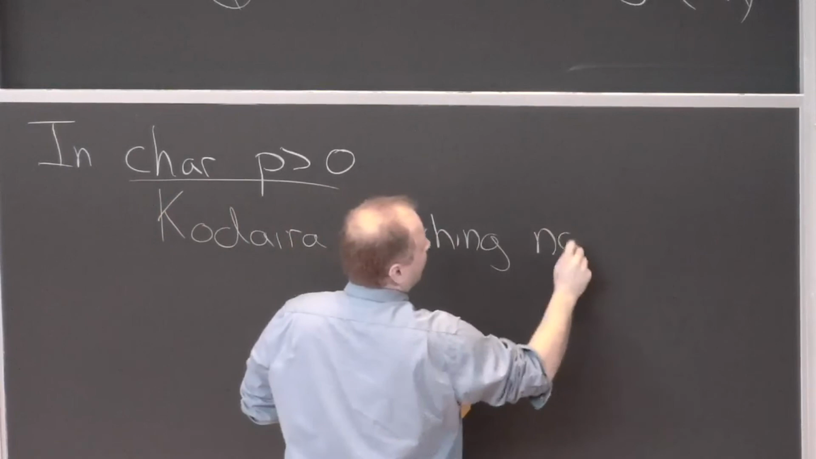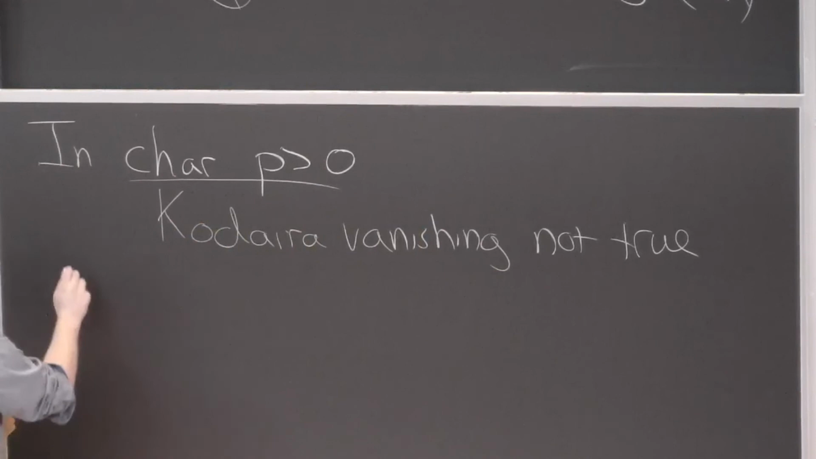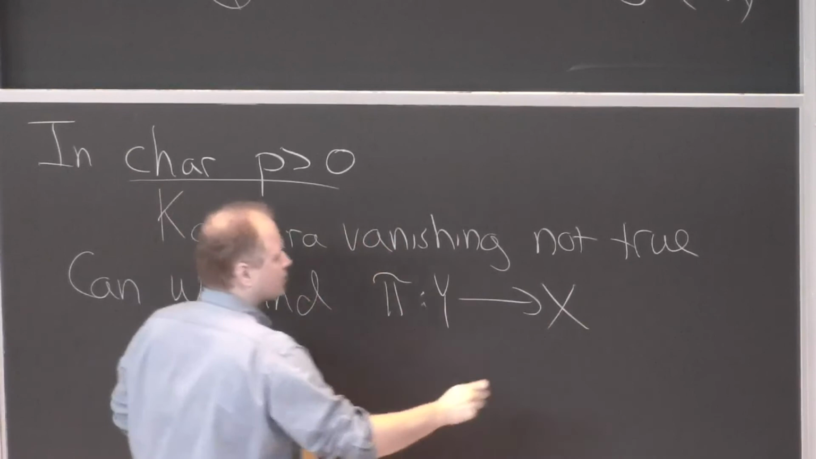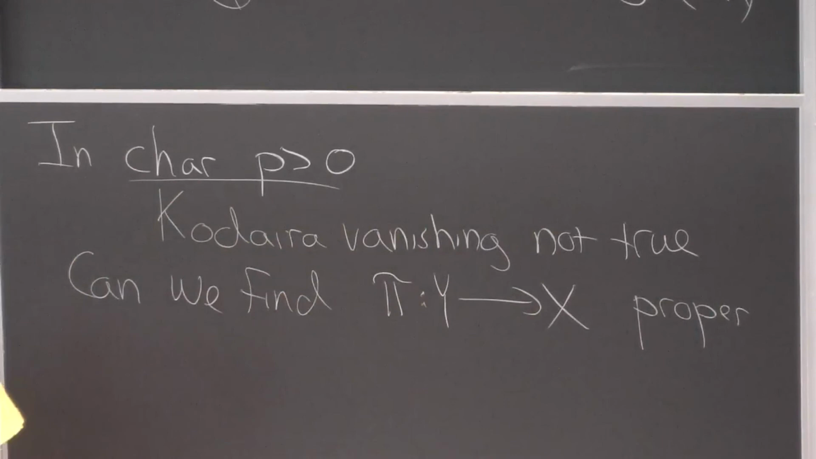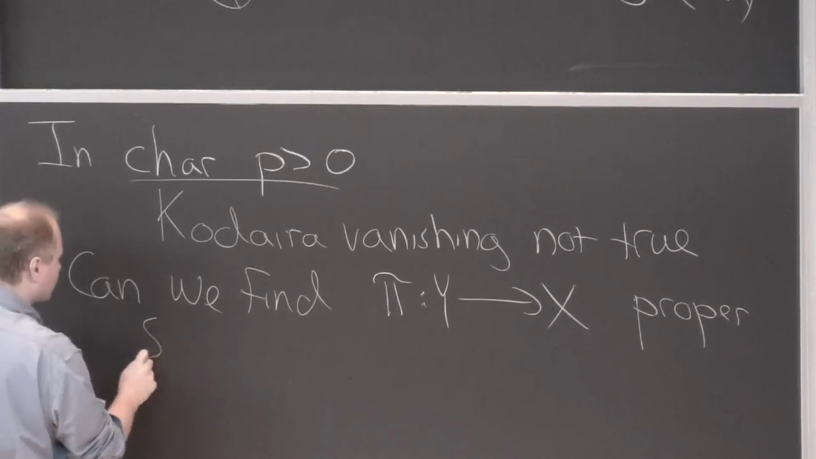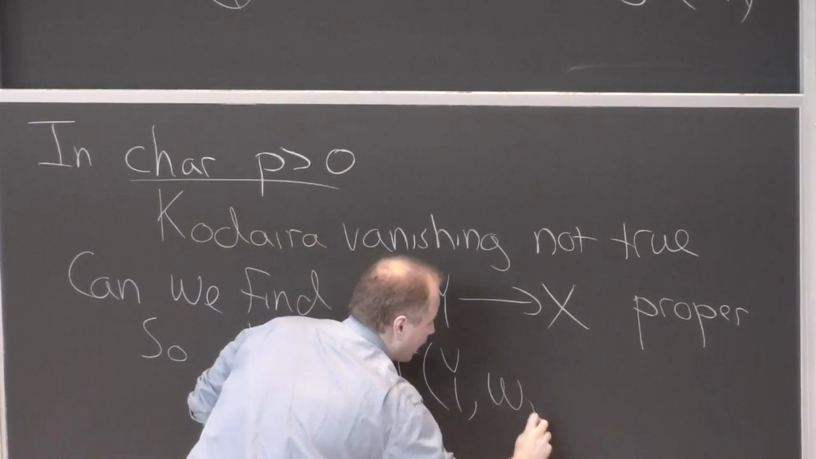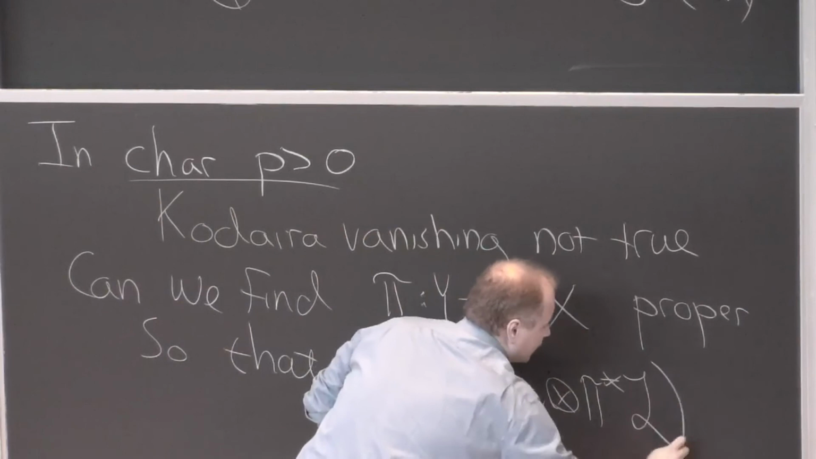Okay, but I have a question for you. Can we find maybe some proper map, pi from Y to X? Let's say proper. I don't want to just include an open set or something and get vanishing that way. Can we find a proper map so that H^i of Y, omega Y tensored with the pullback of L, equals zero for all i bigger than zero?